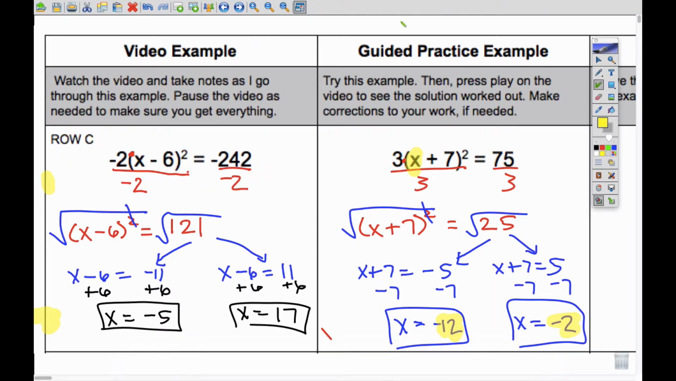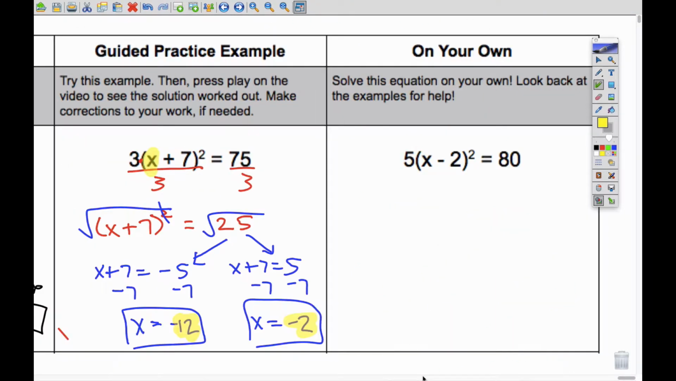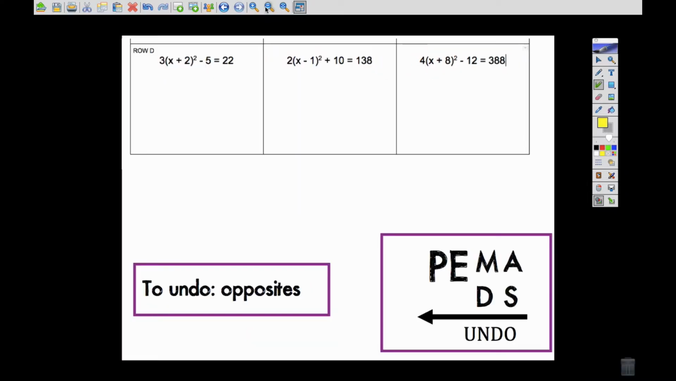Okay, at this point, pause the video and try the example on your own. When you're done, press play, and we will go to the last row in the table. Okay, let's look at this last row. These are the most complex type of equations we're going to see that involve squaring.